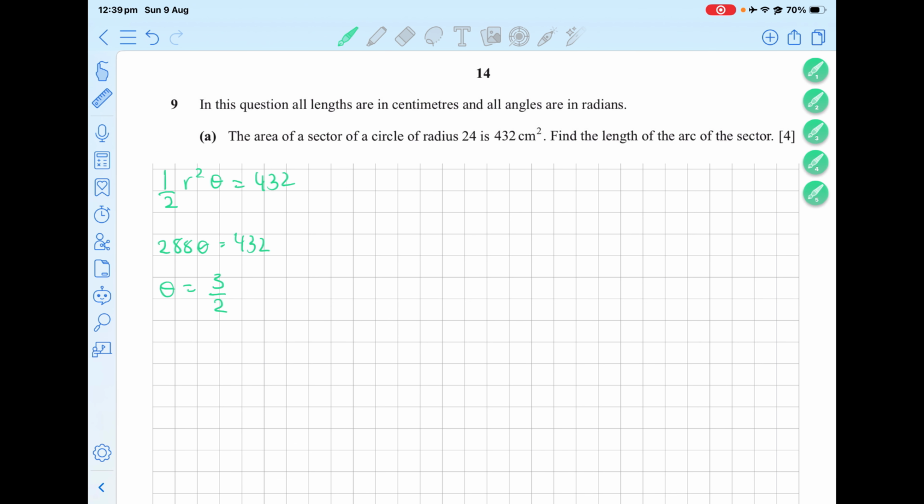So r theta. So what's 24 over 2? That's 12. So arc length will be equals to 36 centimeters, and this is in radians.